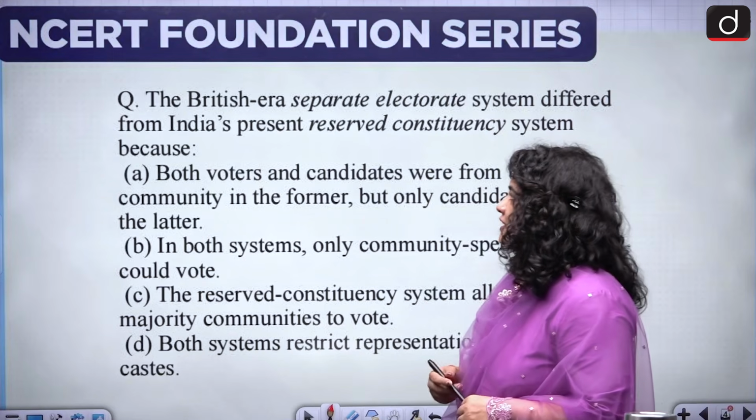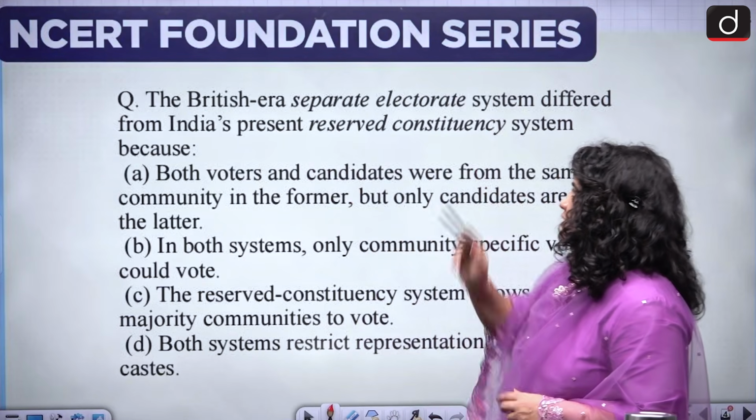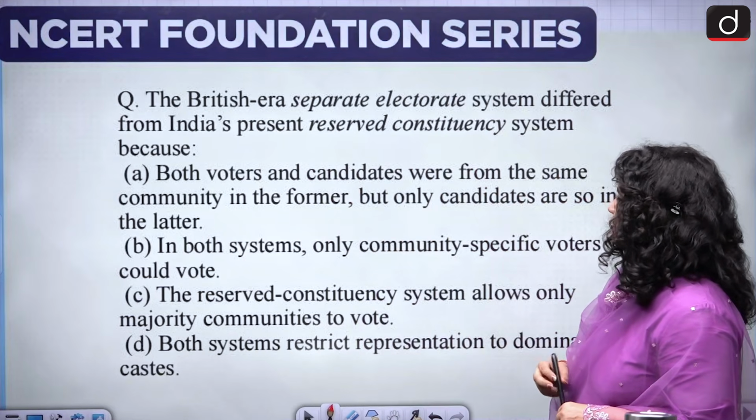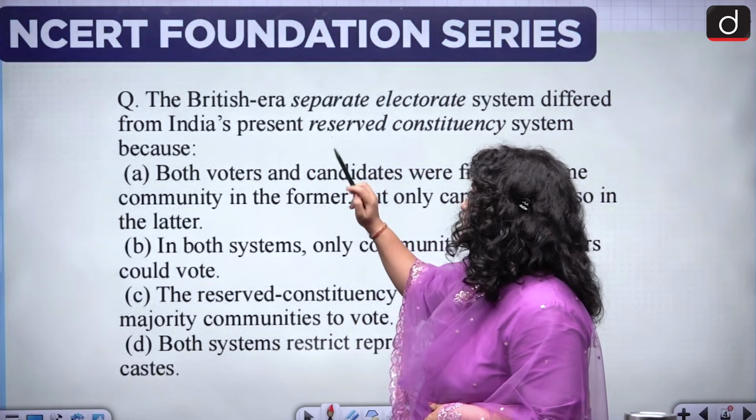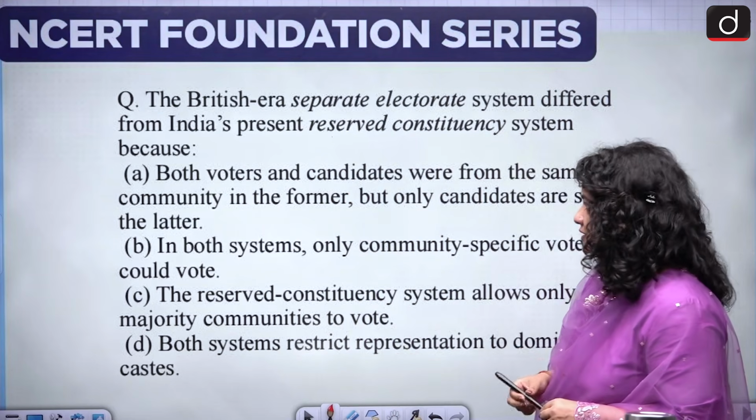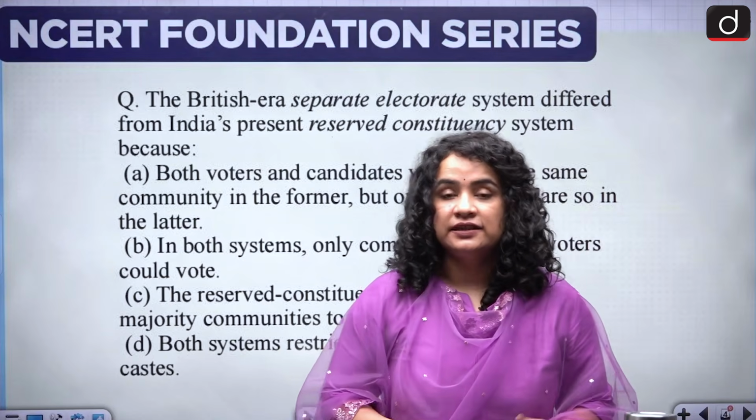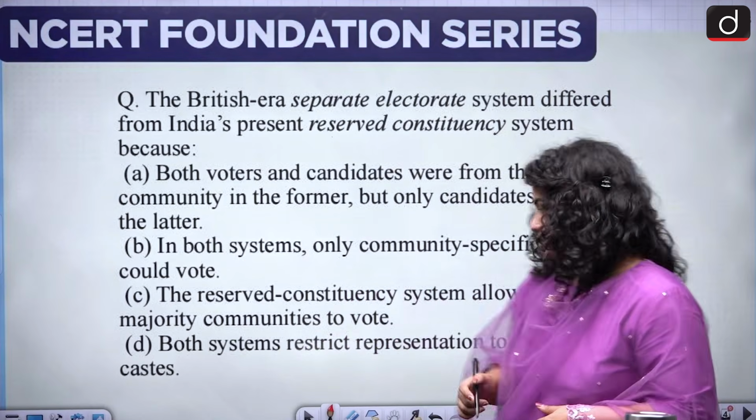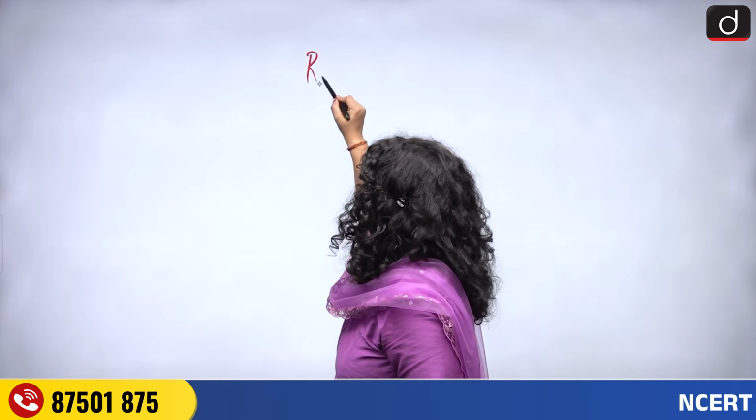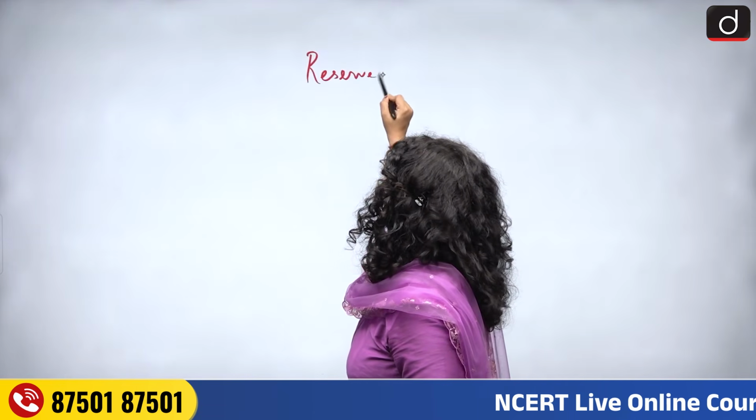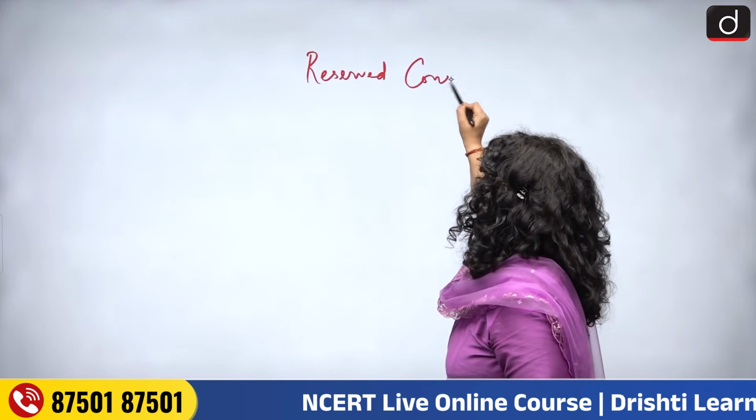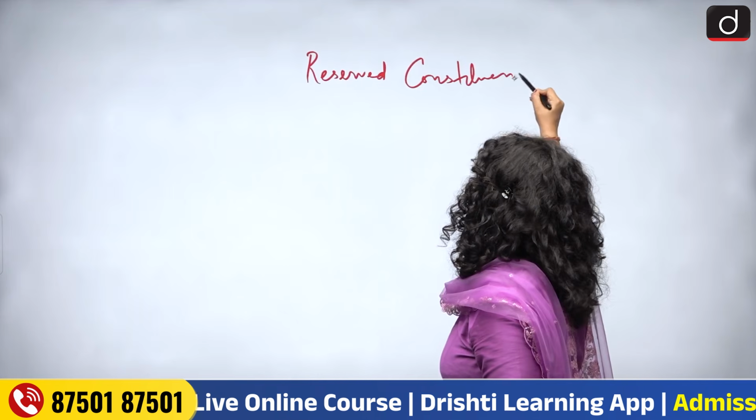The next question says, the British era separate electorate system is different from India's present reserved constituency system because. Now let's first discuss what is India's present reserved constituency system. So let us first try to understand the concept of reserved constituency.